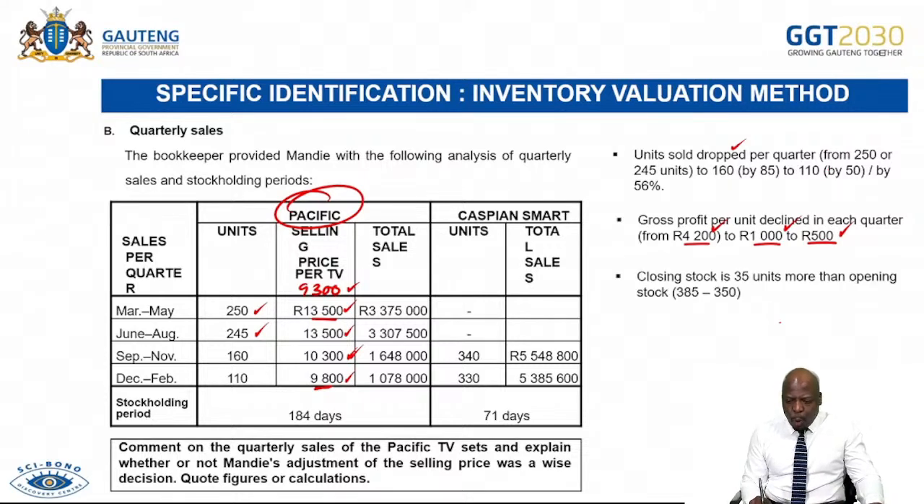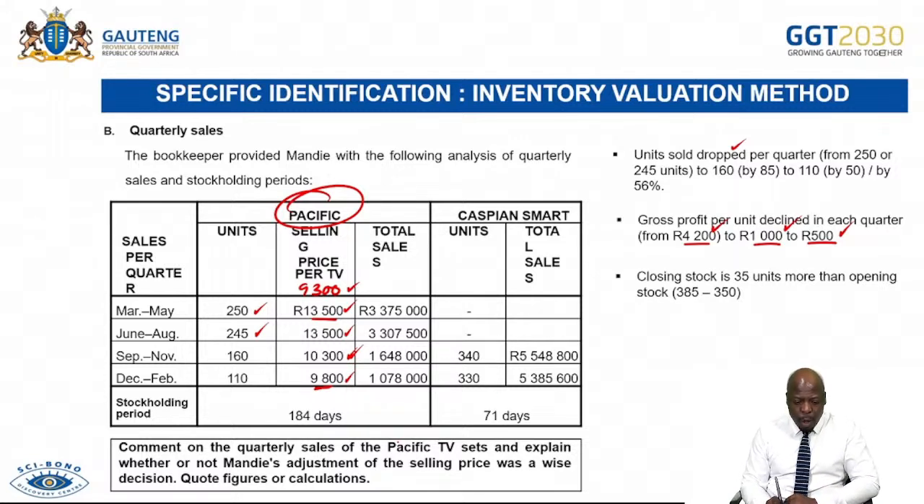And the closing stock is 35 units more than the opening stock. You remember we did those figures, and you can see here she has more closing stock than her opening stock. Her opening stock was the closing stock of the previous year. So that means in this year, we have more closing stock than the previous year. That should be a concern.